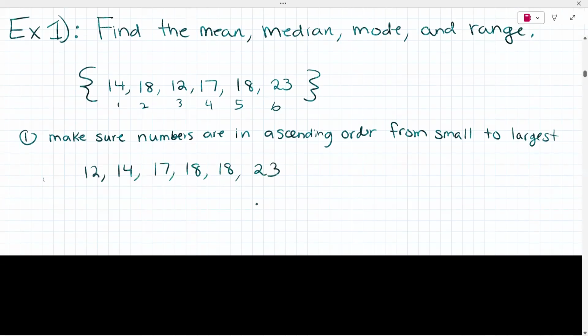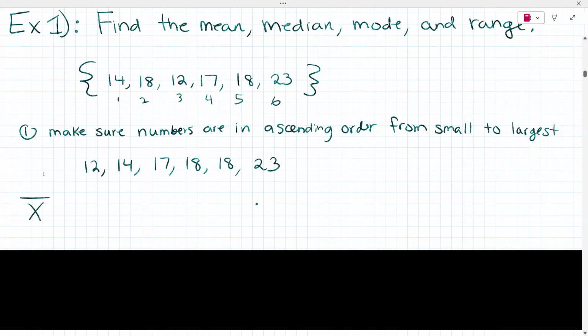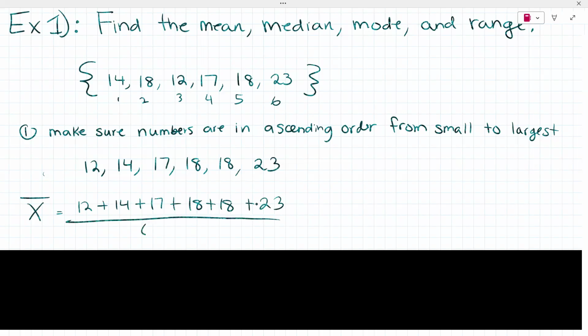So now we can find the mean. The x with the straight line means mean. Basically, you add up all the numbers and divide it all by 6, because there's a total amount of 6 numbers, right? So that is going to be 102 over 6, which is 17.